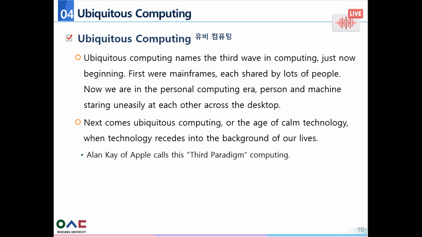Ubiquitous computing. Ubiquitous computing names the third wave in computing, just now beginning. First were mainframes, each shared by lots of people. Now we are in the personal computing era, person and machine staring uneasily at each other across the desktop. Next comes ubiquitous computing, or the age of calm technology, when technology recedes into the background of our lives. Alan Kay of Apple calls this third paradigm computing.